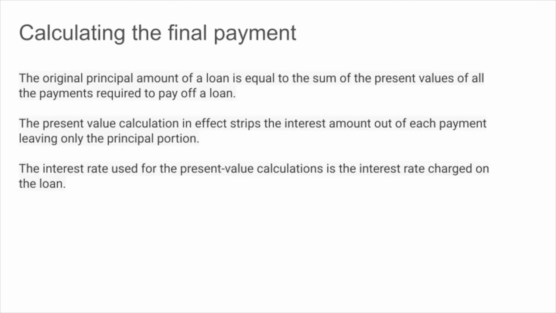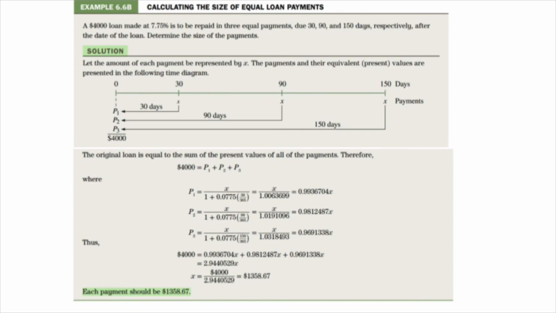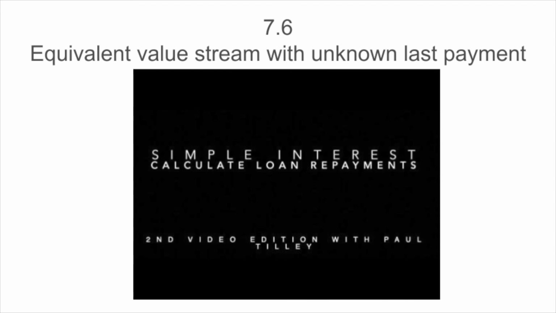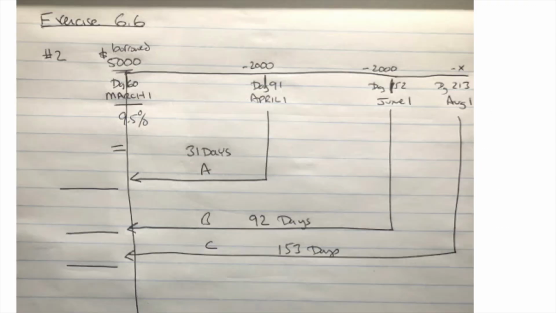Finally, on our simple interest, we are calculating a final payment. So we have a mysterious final payment or a mysterious number of payments. The examples that I give in this video and these examples that I'm presenting here show how that's done. So it's important to take a look at that. And those effectively cover the major topics in simple interest.